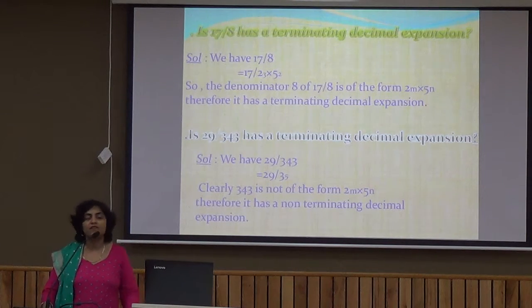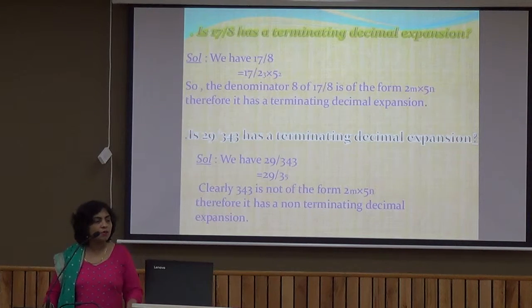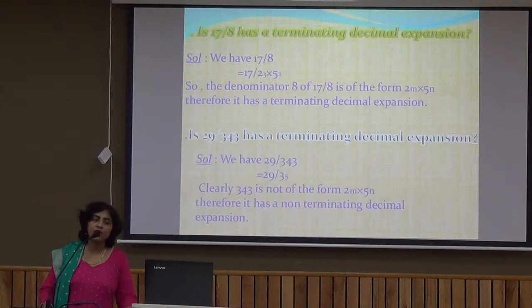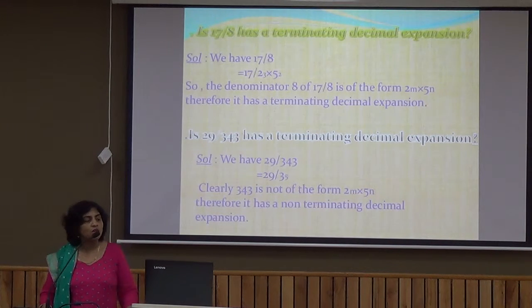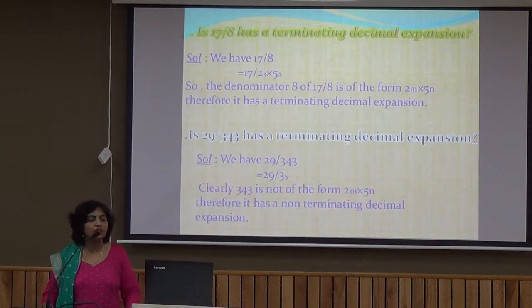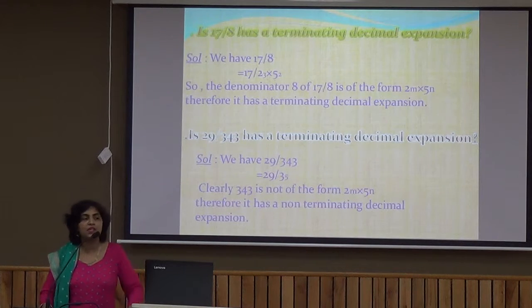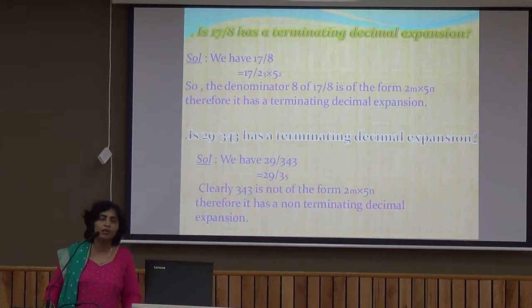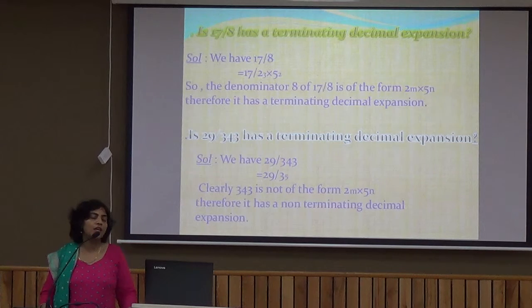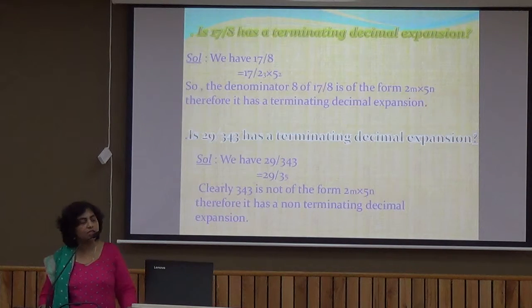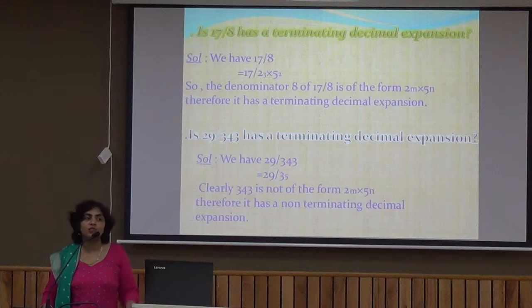So let's see, we have got 17 upon 8. So 8 is 2 raised to power 3 into 5 raised to power 0. So it has only 2 as a factor, and it can be represented in the form 2 raised to power m into 5 raised to power n, where m is 3 and n is 0. So it is a terminating decimal expansion.